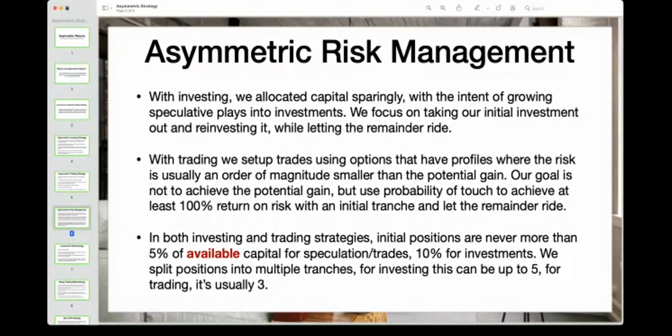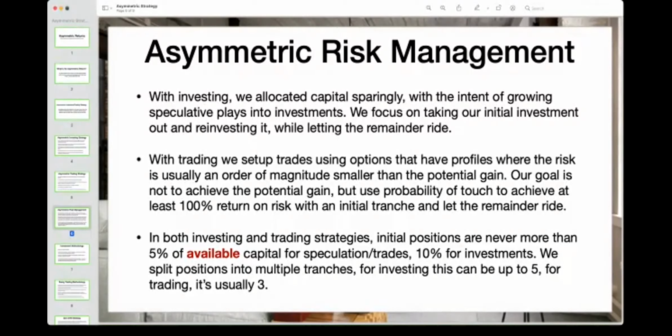Our goal is not to achieve the potential gain, but use probability of touch to achieve at least 100% return on the risk with an initial tranche and let the remainder ride. In both investing and trading strategies, initial positions are never more than 5% of our available capital. And that's for speculative trades, 10% for investments.